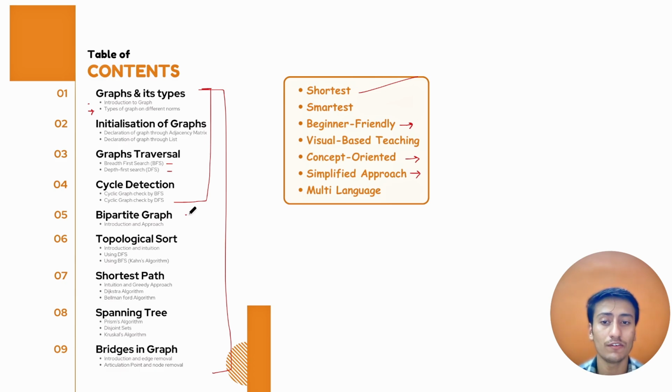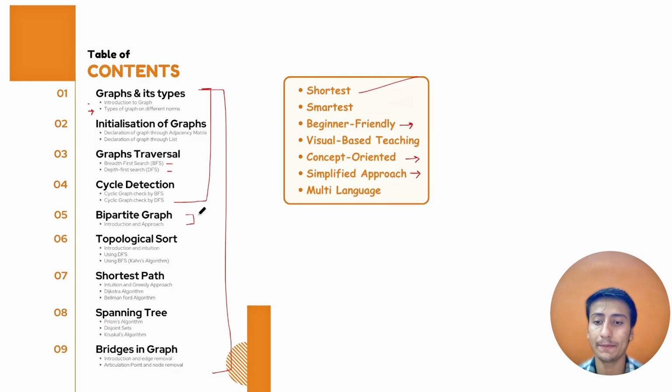Then I will also be covering what a bipartite graph is. I will be telling you what a bipartite graph is and its approach. Later, I will be covering topological sort, how to do topological sort, what the intuition behind the algorithm is and the approach behind the algorithm. And I will be doing it using DFS. And then I will be going into some deeper algorithms, that is Kahn's algorithm and different algorithms that go to the medium or hard level of graphs.